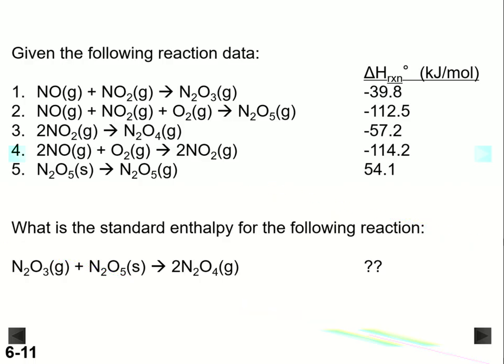So the question we have is, what is the standard enthalpy for the following reaction? That is dinitrogen trioxide gas plus dinitrogen pentoxide solid, forming 2 moles of dinitrogen tetroxide gas. What is the enthalpy for that? What we can do is we can combine the upper 5 equations such that all of the reactants and products cancel in an appropriate manner to give us the bottom reaction. Then we can add the resultant to determine the enthalpy for the process.